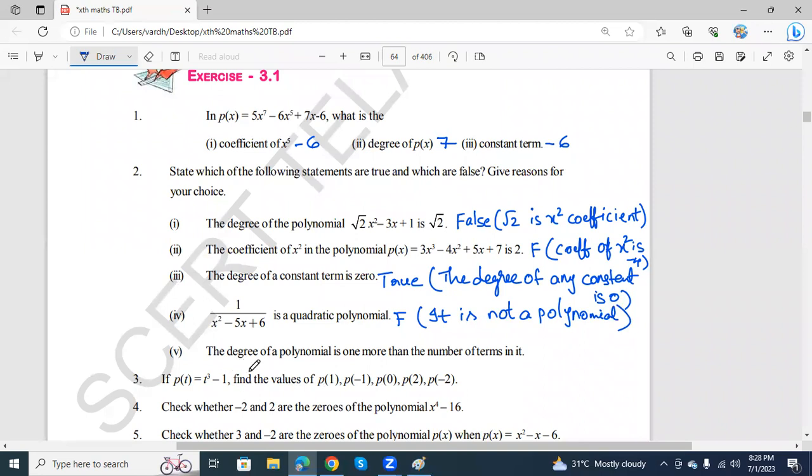Fifth bit. Degree of a polynomial is 1 more than the number of terms in it. See, degree is nothing but the highest power in the expression. But in the question they mentioned that it's one more than the number of terms in it. No, not at all. So this is a false statement. There is no connection between the terms and degree. Okay. So we can write the same.